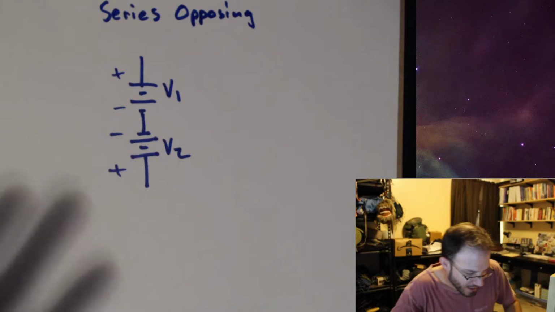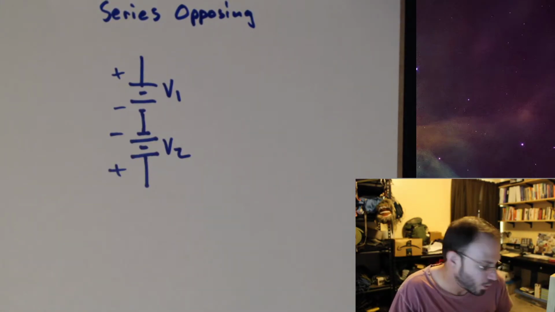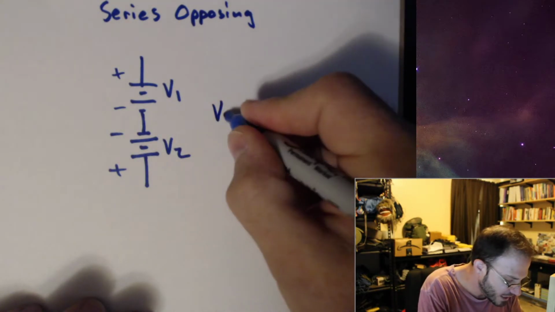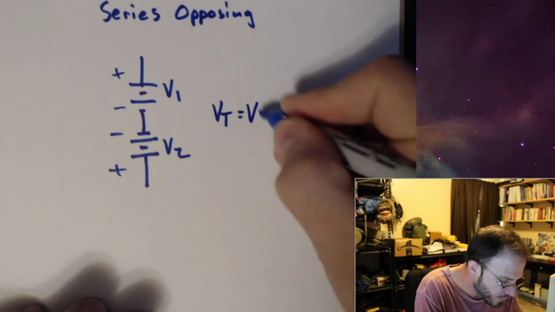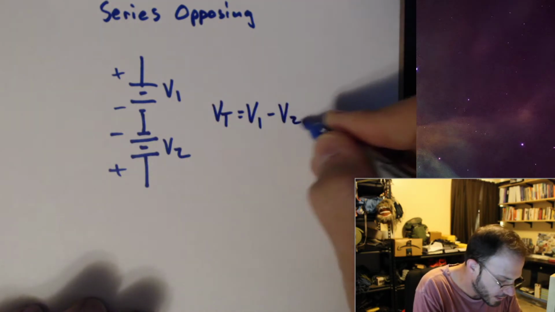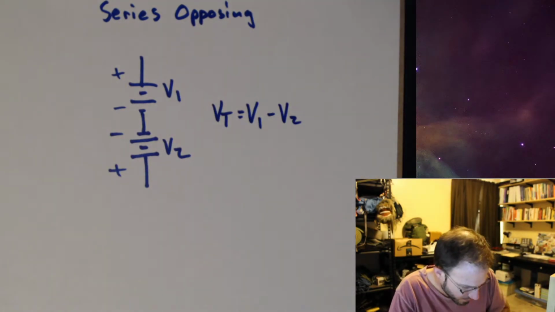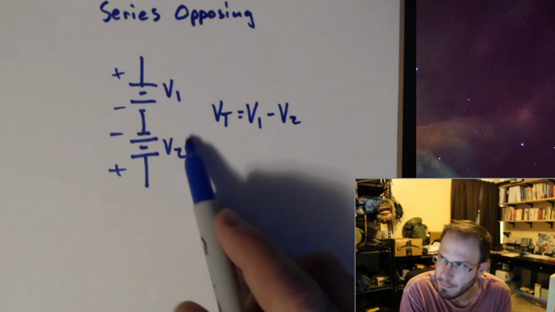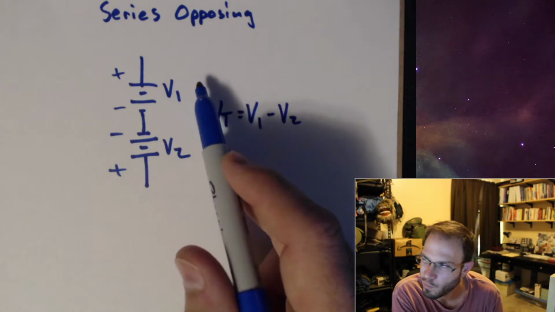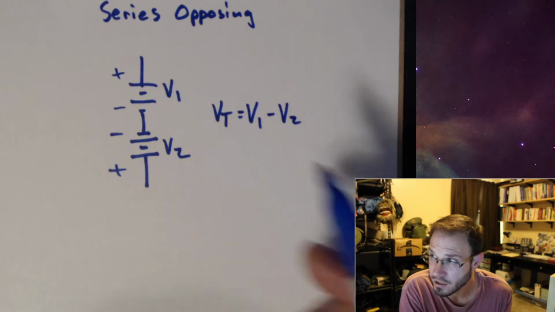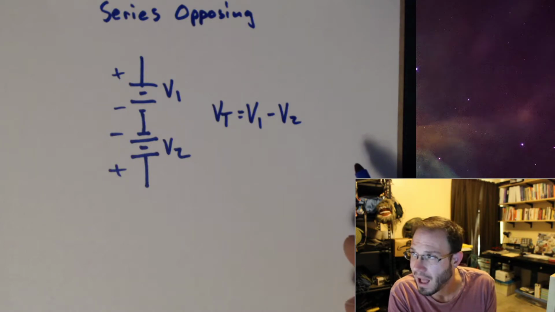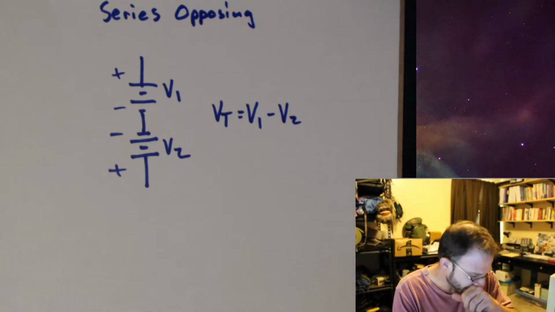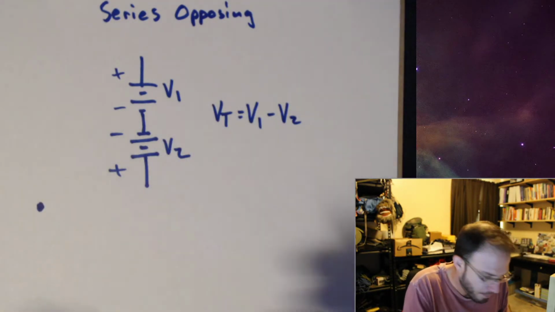Now, in this case, we can say that the total voltage is equal to the subtraction of the two of them. So we could say VT equals V1 minus V2. But then it gets a little confusing sometimes, because if V2 ends up being larger than V1, well, then we end up with a negative voltage. And there's nothing wrong with a negative voltage. I just try to avoid negative signs whenever possible. So let me go ahead and say this that might help.